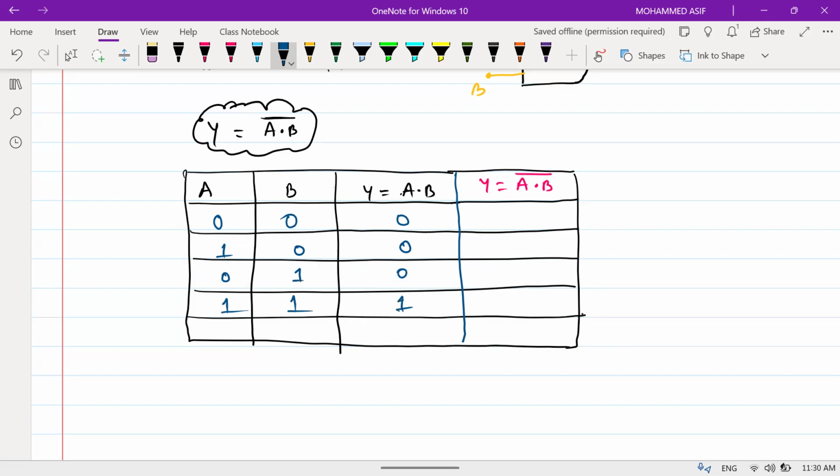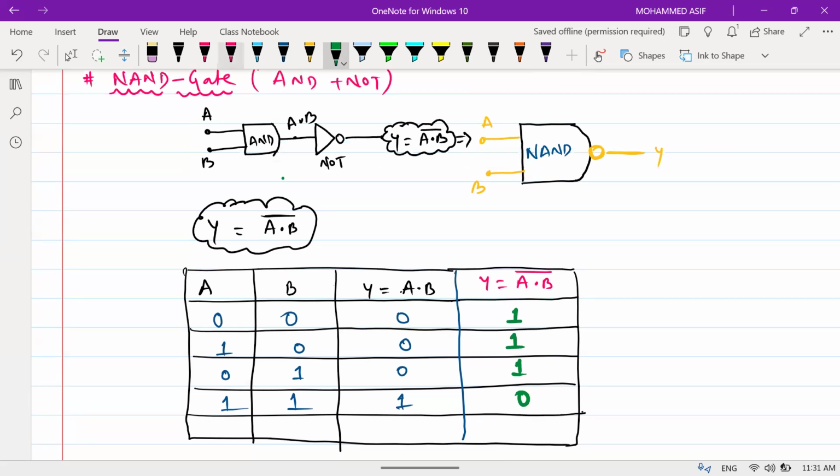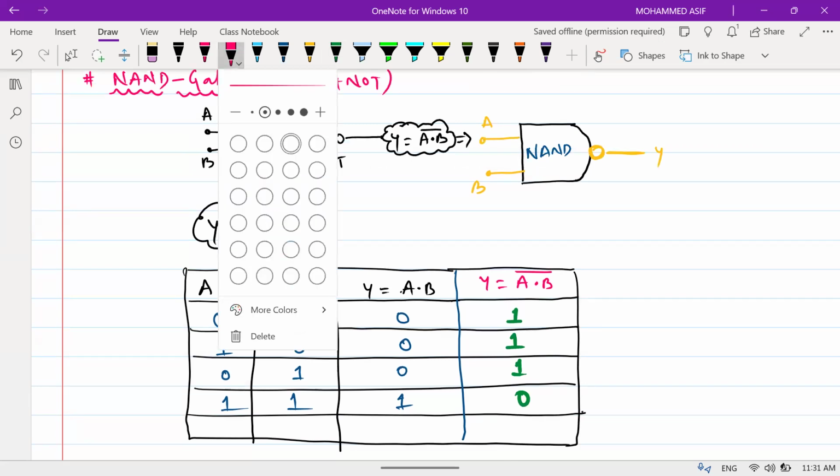Now what is the output of this one, beta? Here right now, you see? What is the output of this one? Anyone? If it is the NOT of A dot B, then this will be 1, this will be 1, this will be 1, and this will be 0. Clear? That is for your NAND gate. Y is equal to A dot B bar. Just like one. Done, beta? And this is also called a universal gate, beta. NAND gate is also called a universal gate.